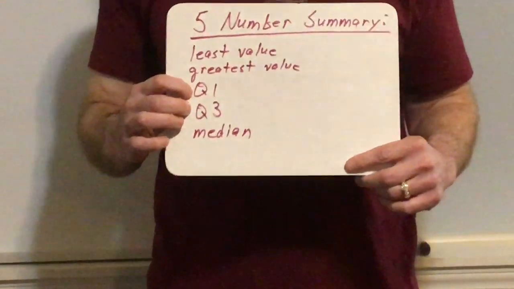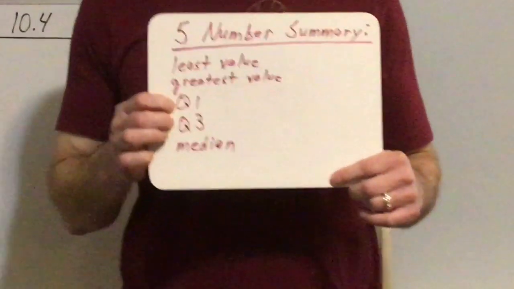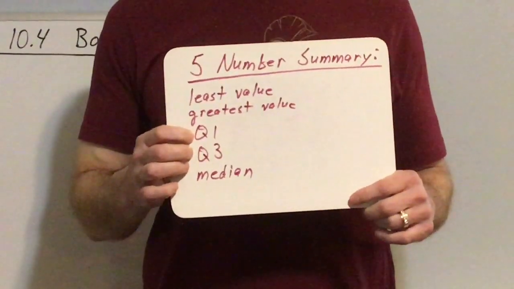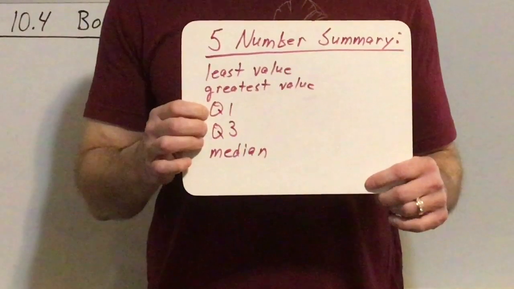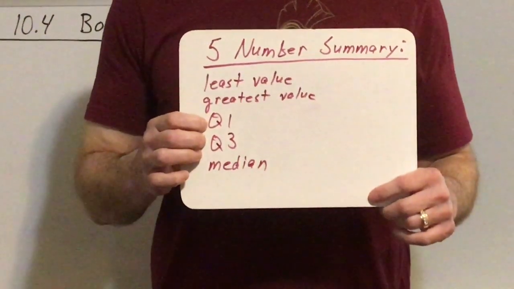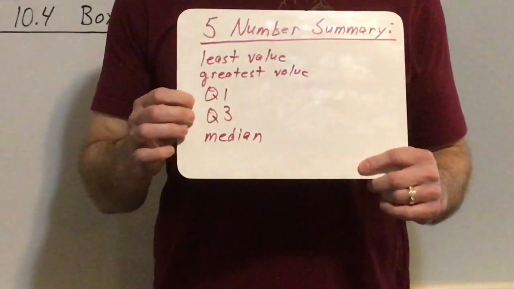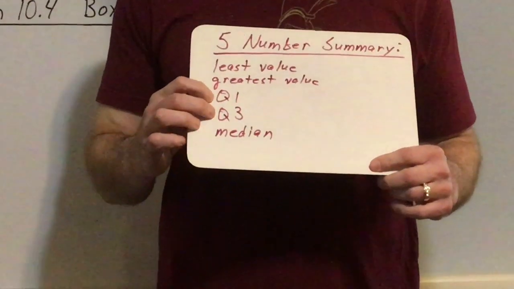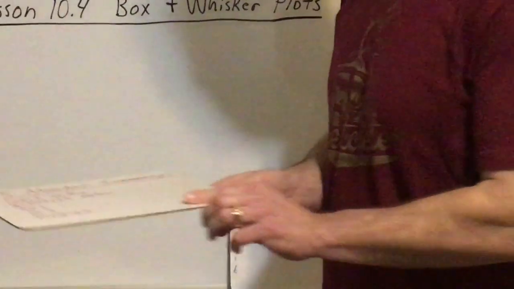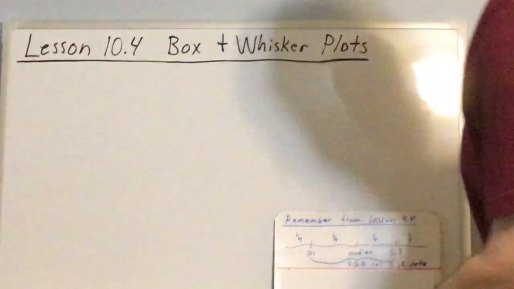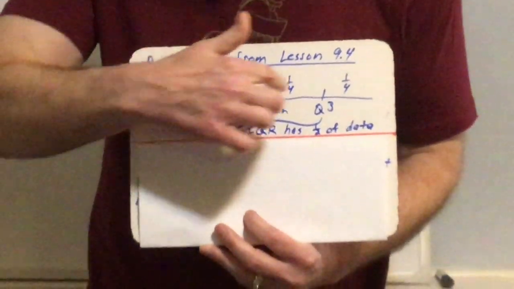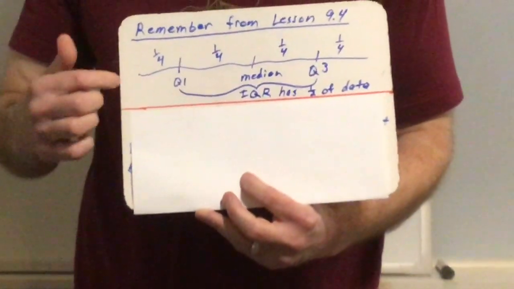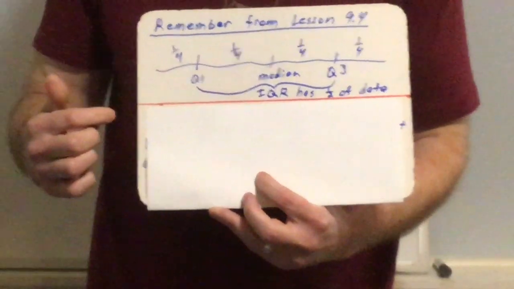Now quartile 1 and quartile 3 I know were new as of this year, but we did discuss them in 9.4. You might want to refer back to 9.4 on quartile 1 and quartile 3, but I'm also going to do a quick review of it here. Let me just show you real quick. This squiggly line that I have running through here is supposed to represent a long list of numbers.